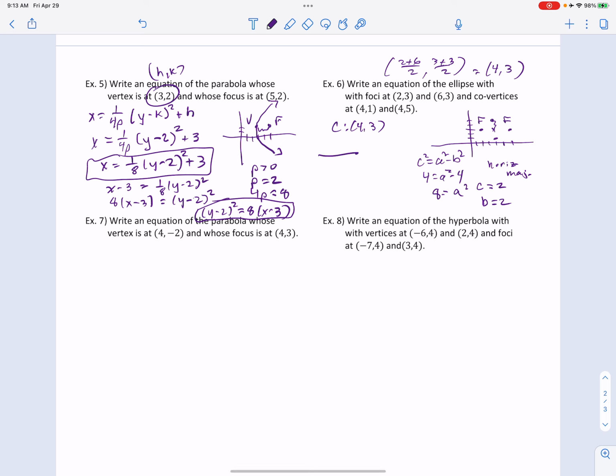So in my equation, it is going to be x minus 4, because we use the center here, and a squared is 8. And then we have y minus 3 squared, and that's over your b squared. B is 2, so that's your 4, equals 1. And that is your equation of your ellipse.